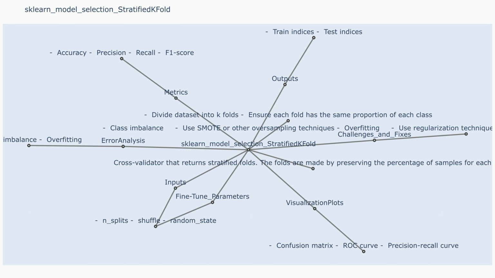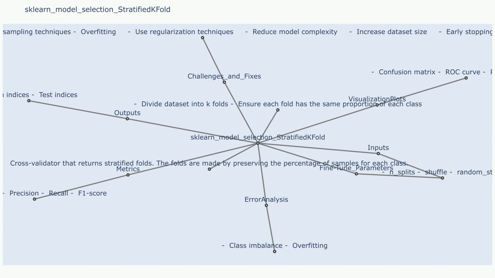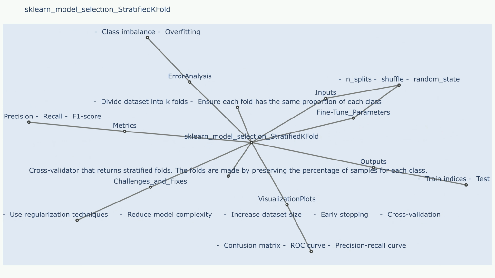Test index, the indices of the testing set. Steps: data is split into folds based on the n splits parameter. The folds are stratified, meaning that the proportion of samples for each class is maintained in each fold. If shuffle is true, the data is shuffled before splitting into folds. The train index and test index arrays are returned for each fold.